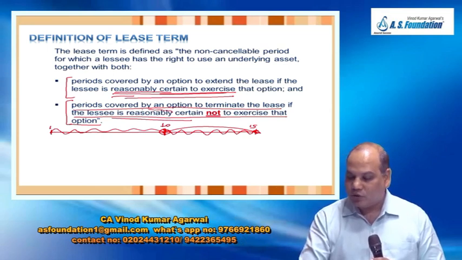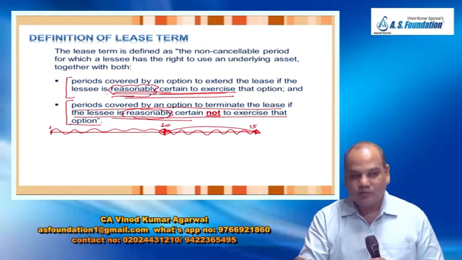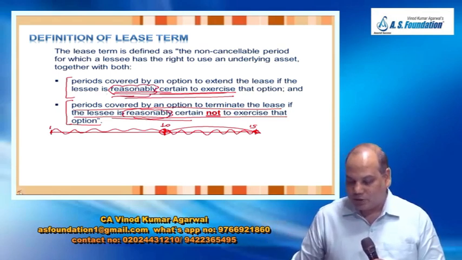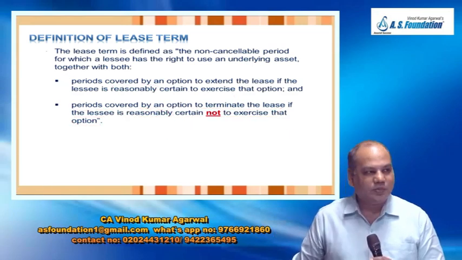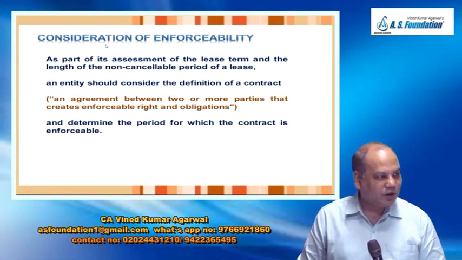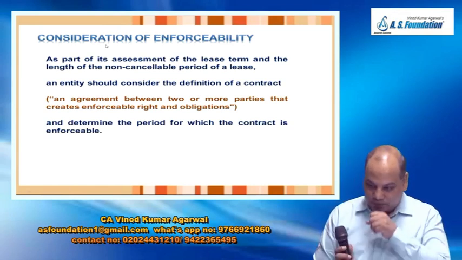This standard does not use the word virtually certain. It only uses the words reasonably certain. You need not be 100% certain, but at least reasonably certain. What is the percentage for reasonable certainty? At least more than 50%. Is it right?